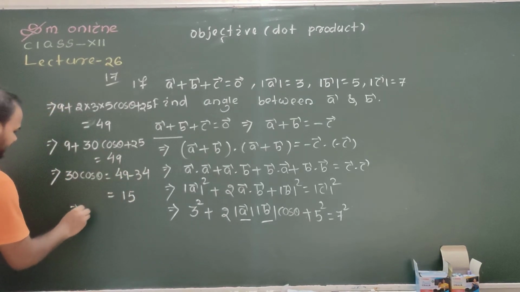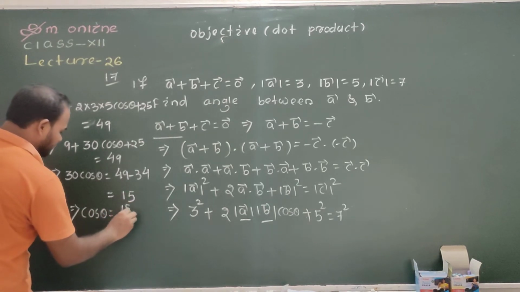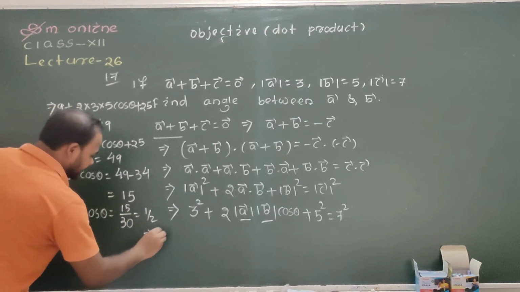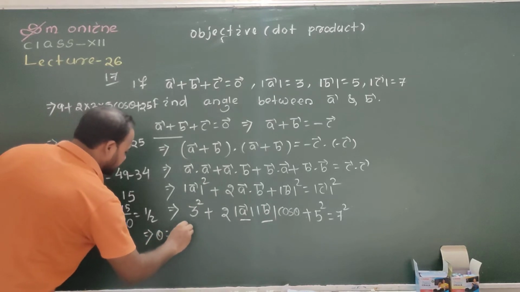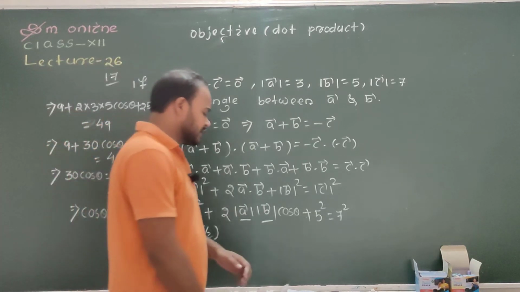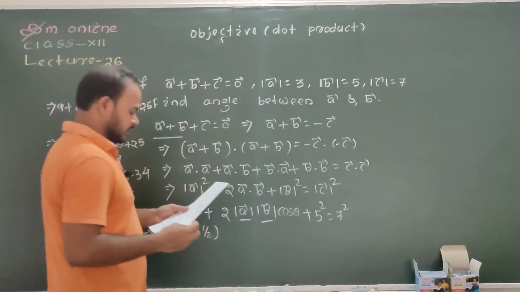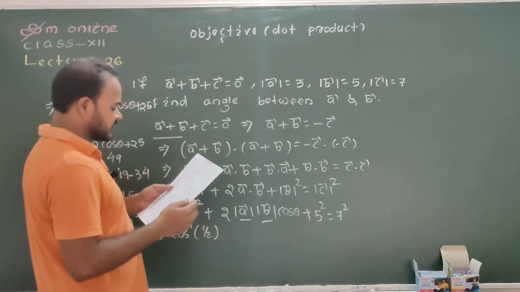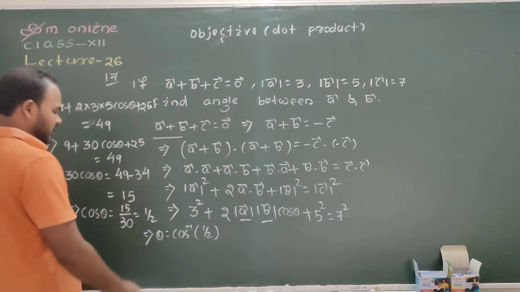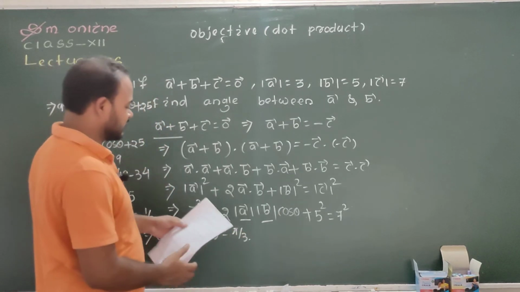This implies that cos theta equal to 15 upon 30, that is half. So theta equal to cos inverse half. Cos inverse half value is pi by 3. Now theta equal to cos inverse half, that is pi by 3.